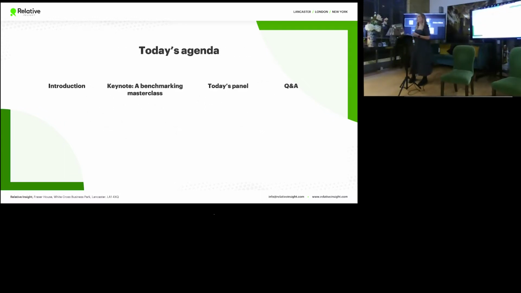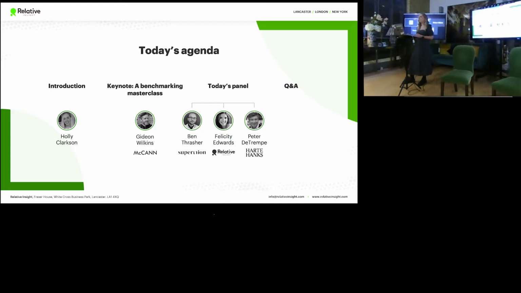So just to start with, I'm going to go through today's agenda. I'll be starting off with a piece of our own analysis using the tool, which will really just set the scene for today's session. We'll then be hearing from Gideon from McCann, and he's going to do a benchmarking masterclass for us. We've then got today's panel. So we've got Ben and Felicity, who are both here with us today, and we've got Peter, who is online.